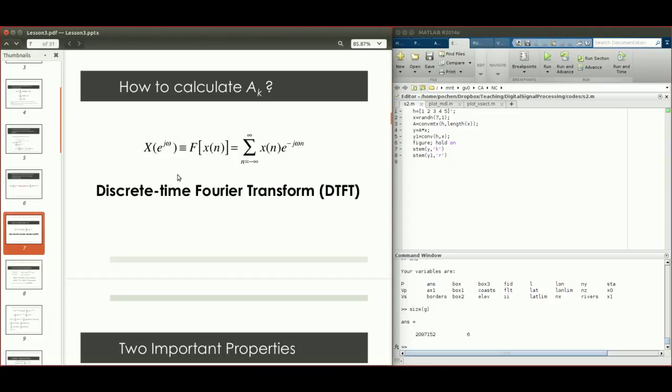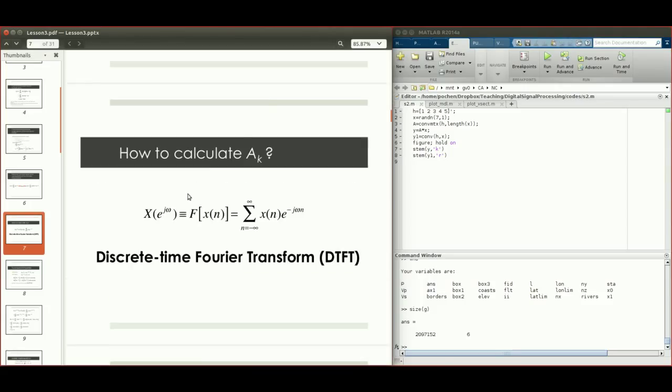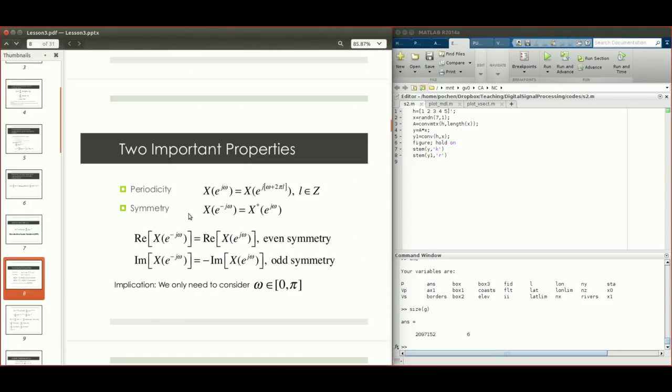So you don't really need to look at any interval that's longer than 2 pi, right? You have redundant information if you actually look at an interval that's longer than 2 pi. That's the first property. A second property is some kind of symmetry property. Here's a star.